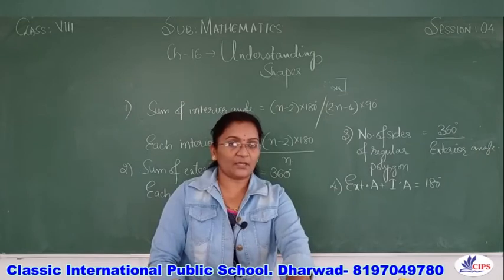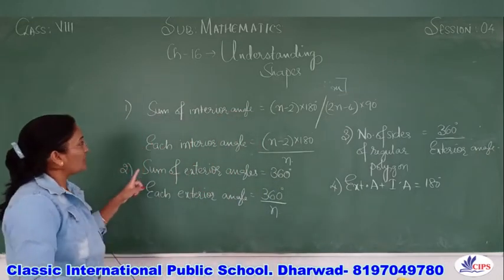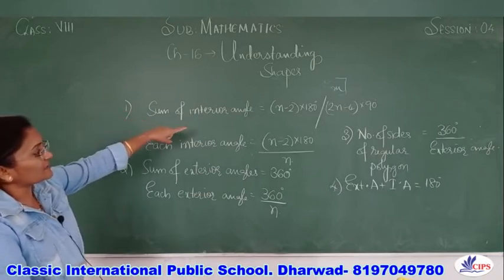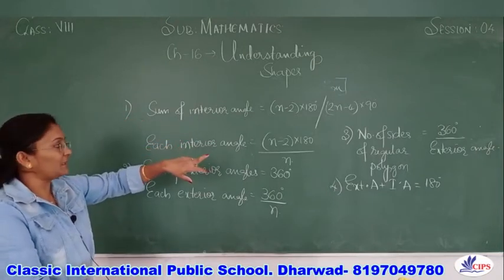So let us start 16b. Once again I will recall all the formulas. How to find the sum of interior angles? The formula to find the sum of interior angles is (n minus 2) into 180 degrees.